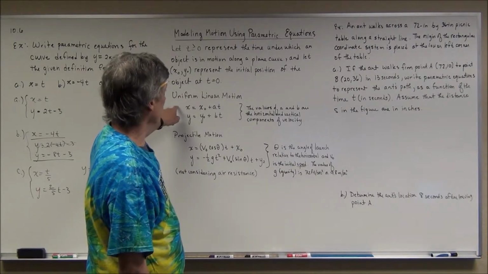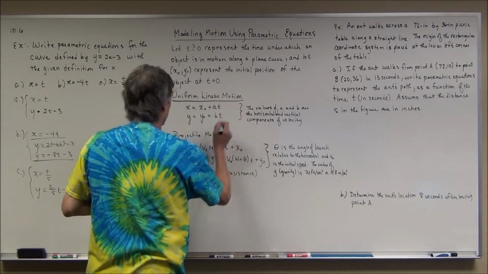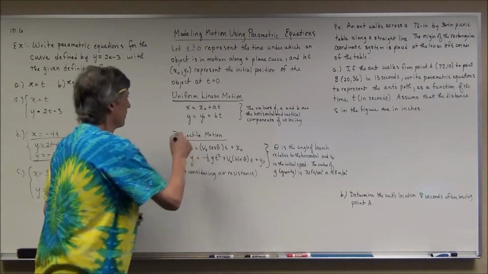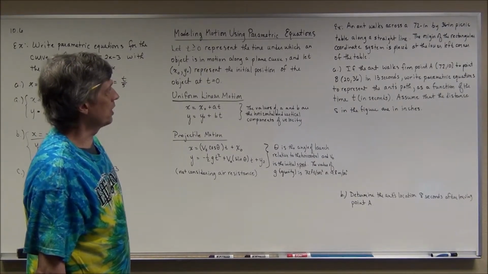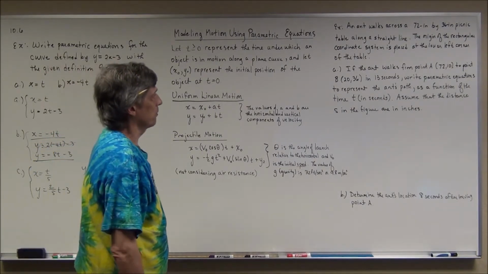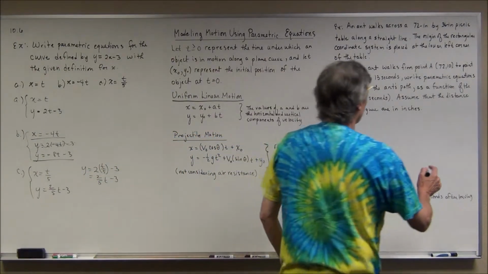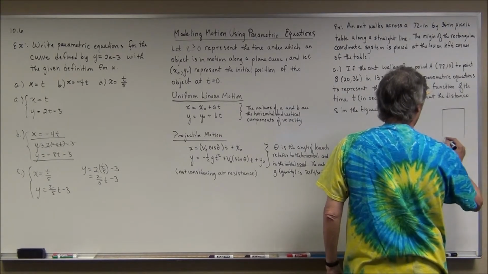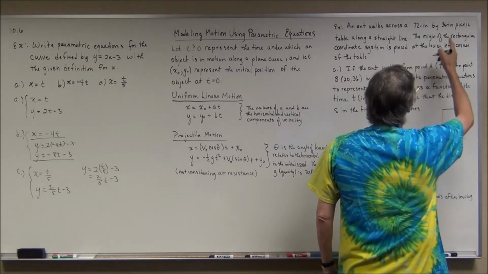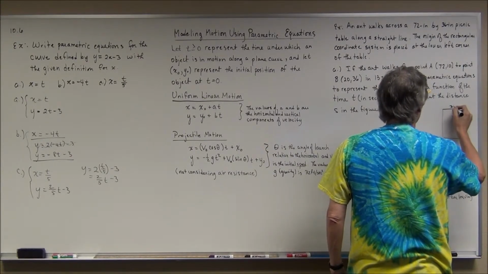So we're going to be using uniform, let me underline that, uniform linear motion as compared to projectile motion, because he's moving along a straight line. The origin of the rectangular coordinate system is placed at the lower left corner of the picnic table. So if this helps, I'm going to draw a picnic table here, at least from the top view of it. And this is 72 inches by 36 inches.